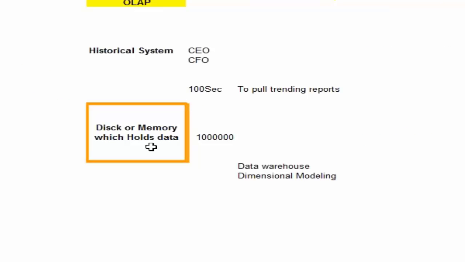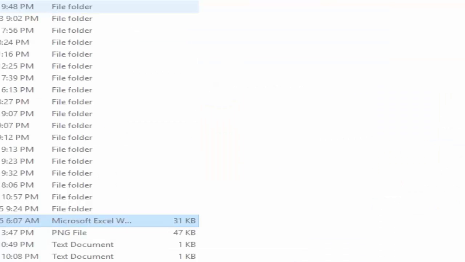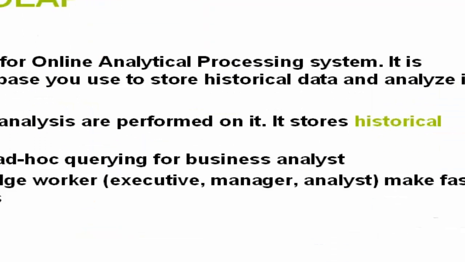So, OLAP systems, online analytical processing systems, which are also known as data warehouse systems. It is generally the database we use to store historical data, so that higher management people can analyze the data. This data warehouse system is generally used for reports and data analysis purposes. It stores historical information.